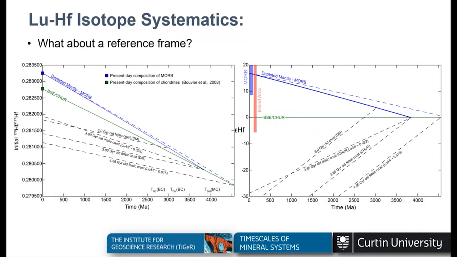So all we're doing with epsilon hafnium is normalizing to the BSE value. So we're flattening that BSE line and then looking at the deviation from that. It's just a way of recasting our system into units that are easier to think about. So you're not looking at numbers at the third, fourth, fifth decimal place. You can think of it in whole numbers.